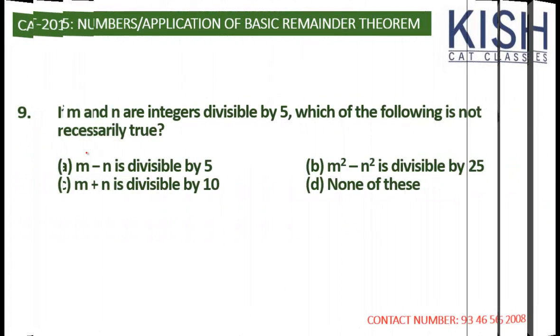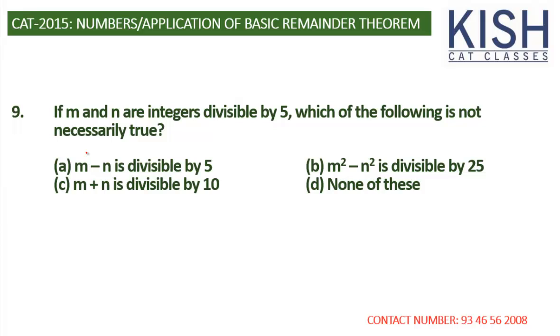Let's have the next question. If m and n are integers divisible by 5, which of the following is not necessarily true? Do remember, it is not necessarily.